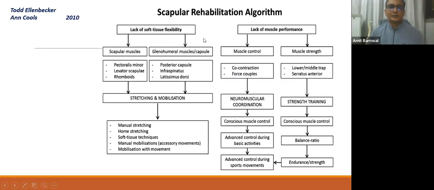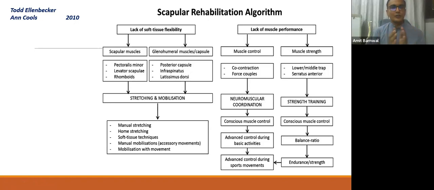So this is the algorithm, the treatment algorithm. It has been quoted by Ebecker and Kuhl in 2010. They found that while making a treatment protocol for any regional interdependent segment, maybe cervical, thoracic, shoulder, or back, we have to work for the scapula as well. We need to work on the strengthening, we need to work on the mobilizing, and we need to work for the neuromuscular coordination and strengthening as well.